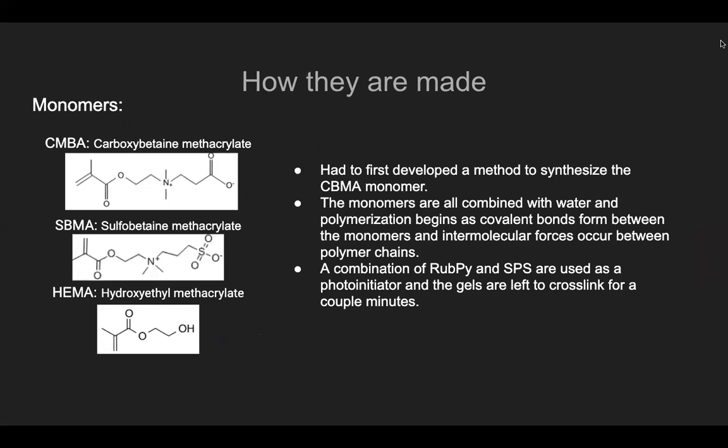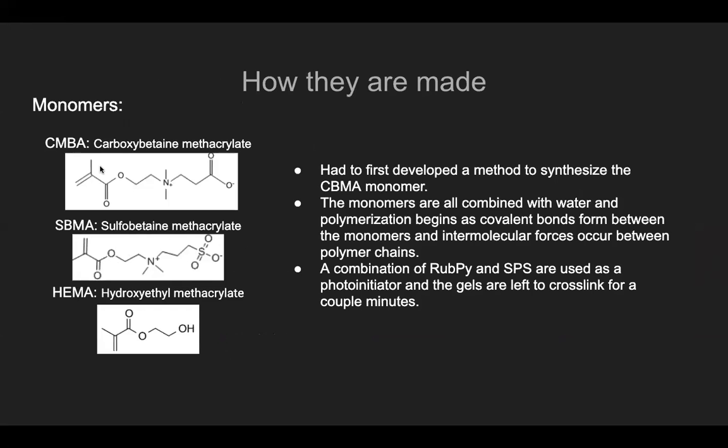Each gel has a mixture of two monomers. One is HEMA and the other is either this CBMA or the SBMA monomer. Basically the only difference between these two monomers is this sulfone group right here. And the reason I would choose one over the other during my experiments was mainly availability.